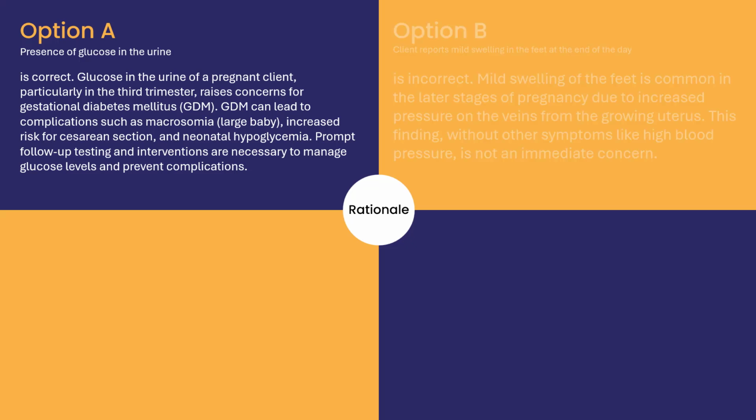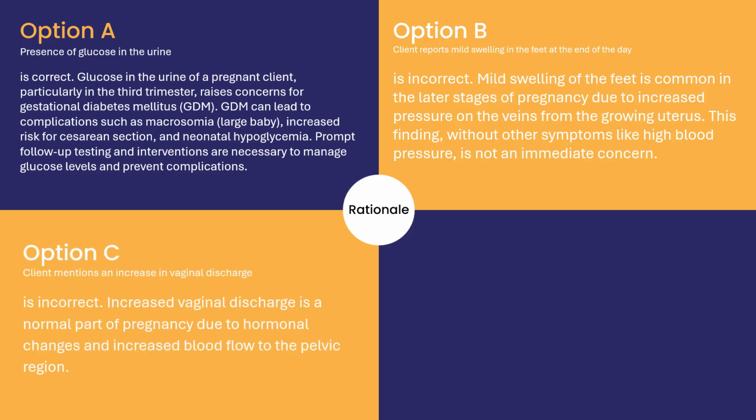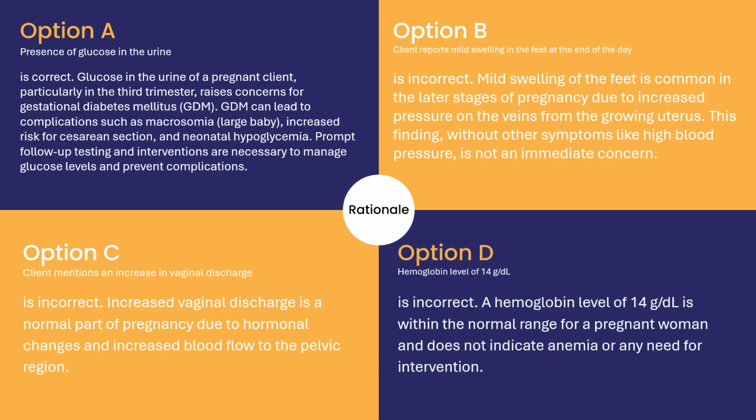B is incorrect. Mild swelling of the feet is common in the later stages of pregnancy due to increased pressure on the veins from the growing uterus. This finding, without other symptoms like high blood pressure, is not an immediate concern. C is incorrect. Increased vaginal discharge is a normal part of pregnancy due to hormonal changes and increased blood flow to the pelvic region. D is incorrect. A hemoglobin level of 14 grams per deciliter is within the normal range for a pregnant woman and does not indicate anemia or any need for intervention.